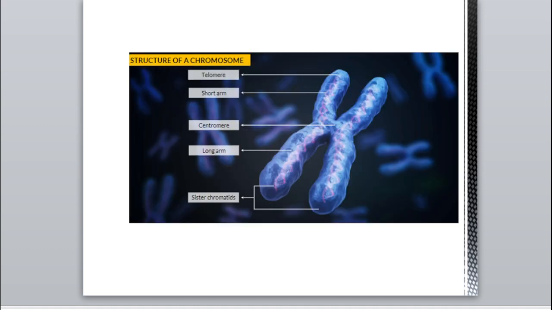So this is the structure of a chromosome. The middle one is the centromere. These are the telomeres, the end parts. These are the arms of the chromosome. This one is the short arm. This one is the long arm, and these two are called sister chromatids.